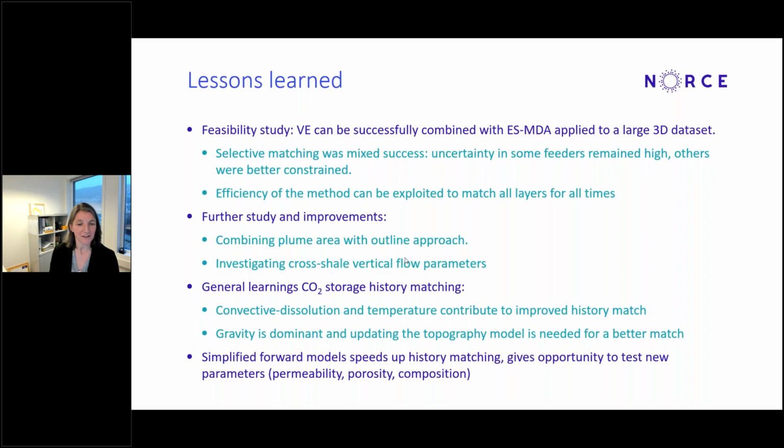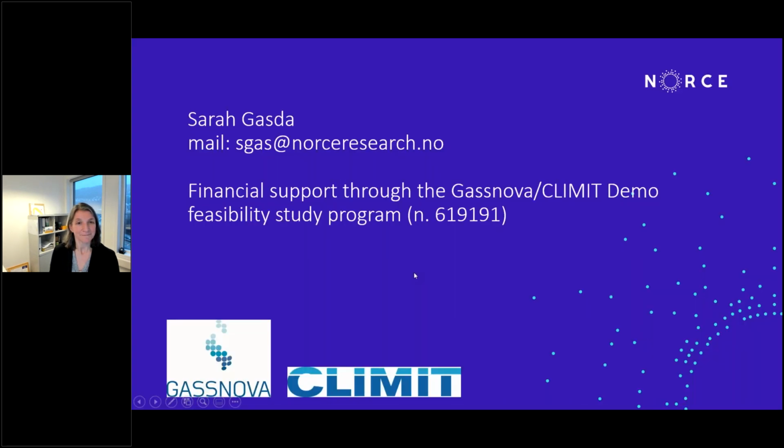So I think we've demonstrated that we can use simplified forward models, and it really gives us some new opportunities to explore a much wider parameter space. So at that, I think I will close.